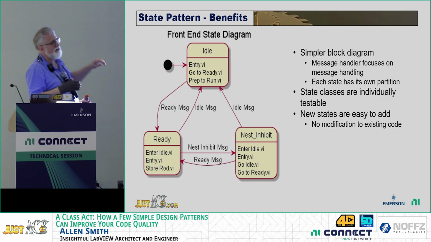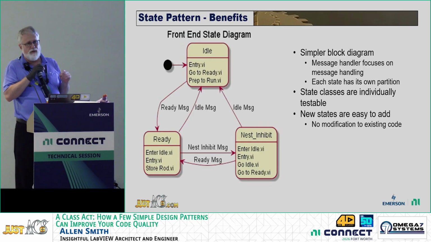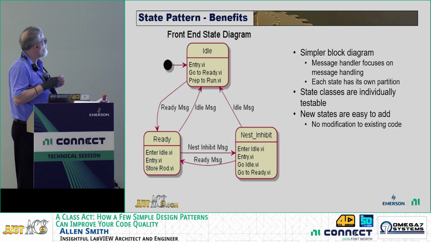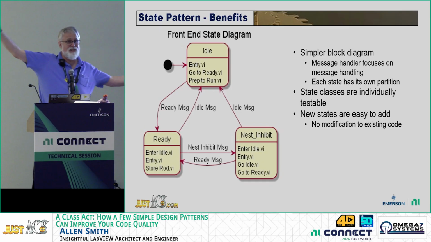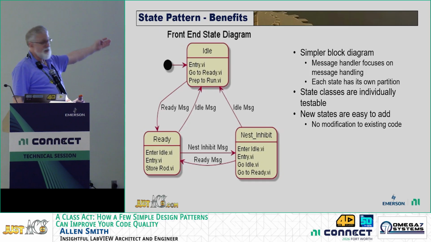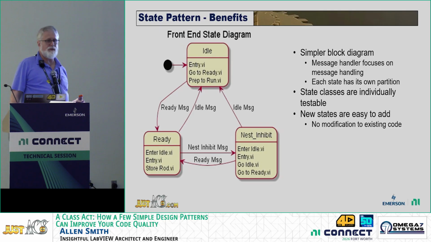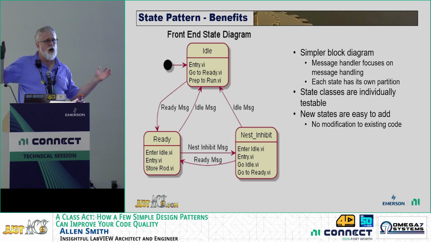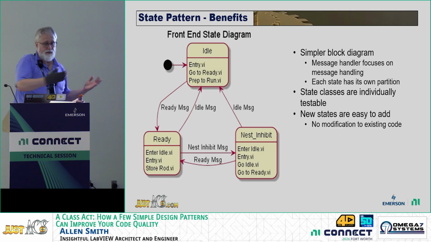These state classes are individually testable. I can take them out of the queued message handler and I can poke them and make sure they do the thing they are supposed to do. When I need to add a new state, did I talk about nest inhibit in the last 15 minutes? No, I just added it because I needed to. It's easy. Make a new child of my parent state, populate it with what the message is supposed to do, done. It's going to work in message handling, right? You get that for free.